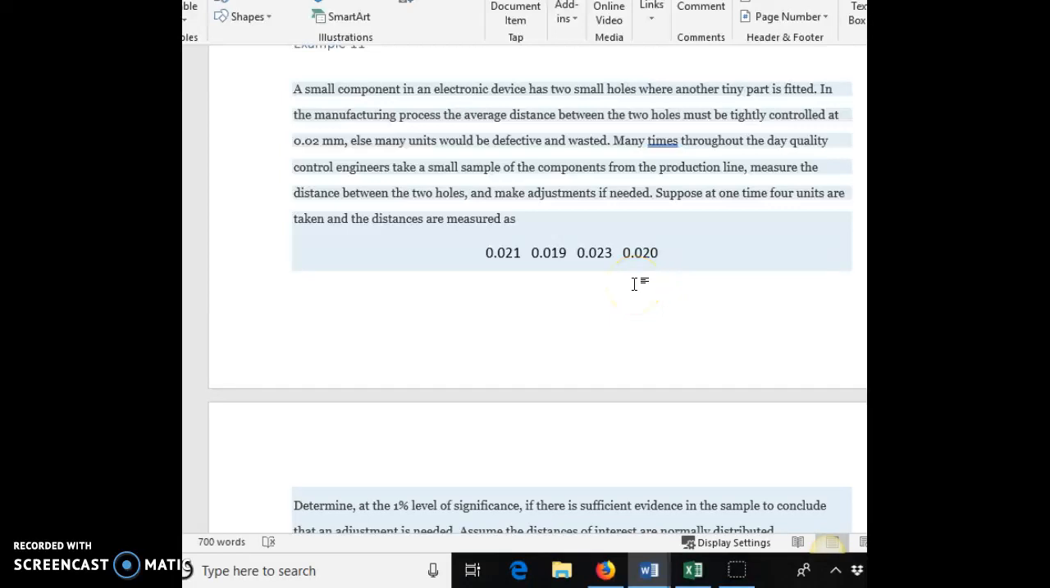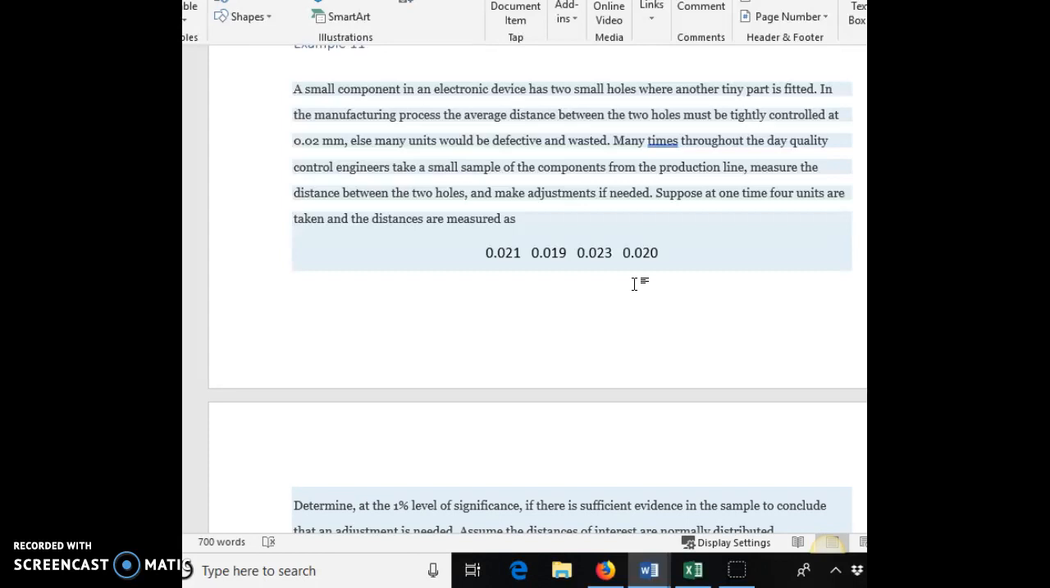Let's look at example 11 now. A small component in an electronic device has two small holes where another tiny part is fitted. In the manufacturing process, the average distance between the two holes must be tightly controlled at 0.02 millimeters. Else, many units would be defective and wasted.